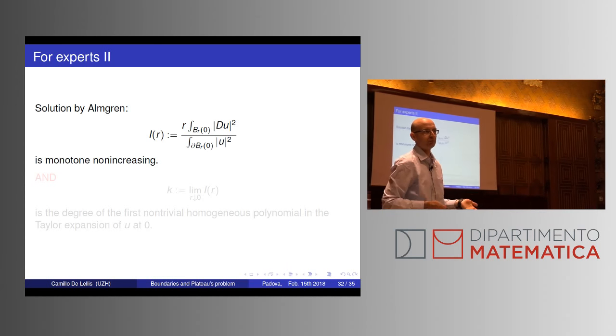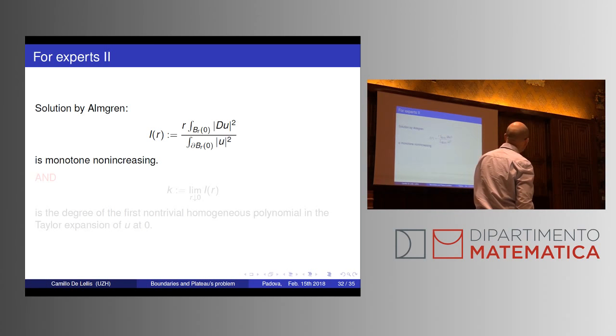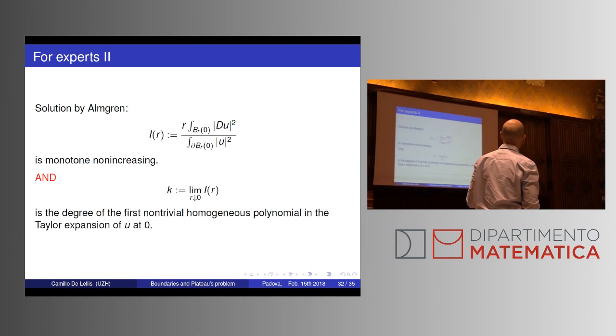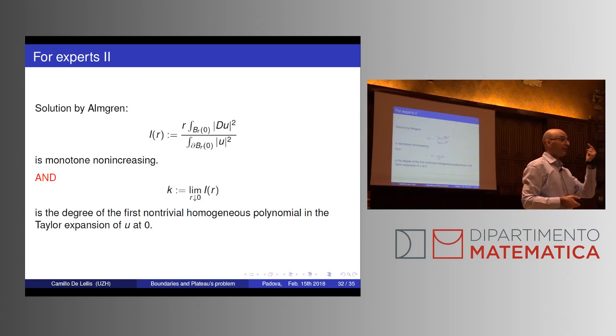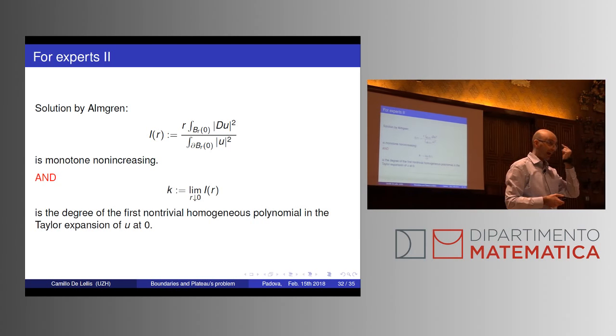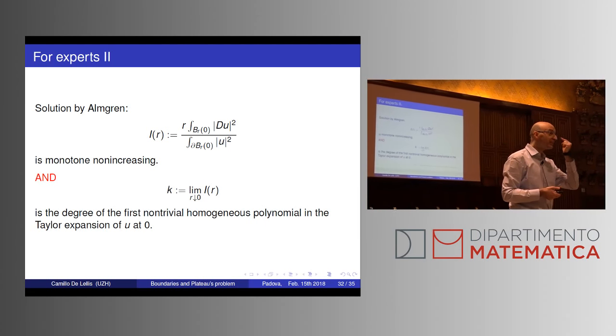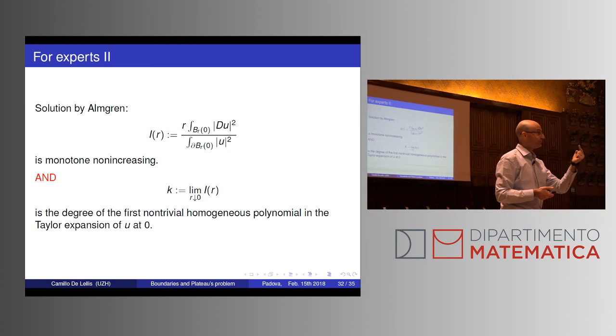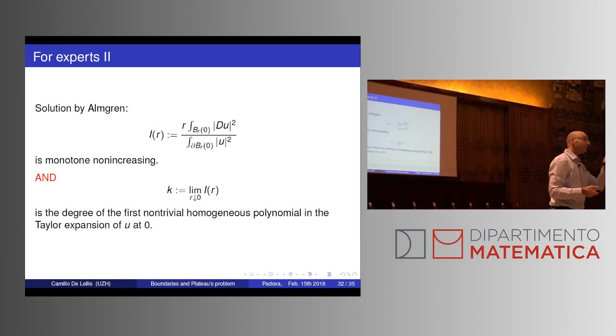I mean, it's a half a page computation. Now, the very nice observation, which is also elementary, is that this number, which is the limit, is a positive integer, and it is the degree of the first non-trivial polynomial in the Taylor expansion. I mean, with one caveat.